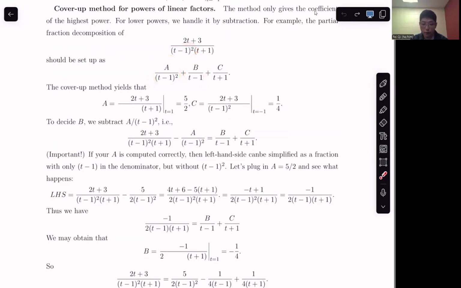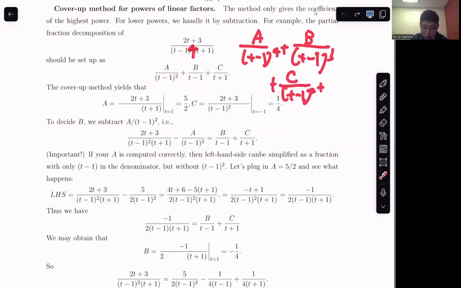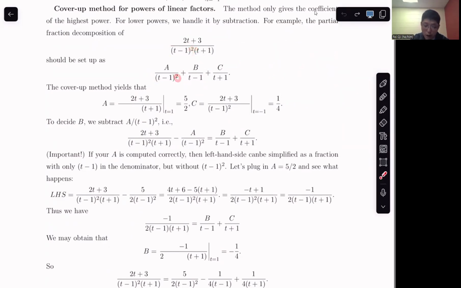For example, in case I have t minus 1 to the 4th over here, correspondingly, I will need to set a over (t minus 1) to the 4th plus b over (t minus 1) to the 3rd plus c over (t minus 1) squared, and then plus d over (t minus 1). If I have a 4th power, then I need to go all the way down to degree 1. Now we only have a 2nd power over here, so we only need to include these two terms. This is going to be the partial fraction decomposition corresponding to the primary factor t minus 1.